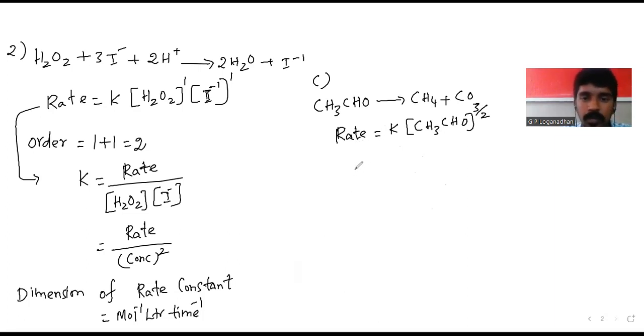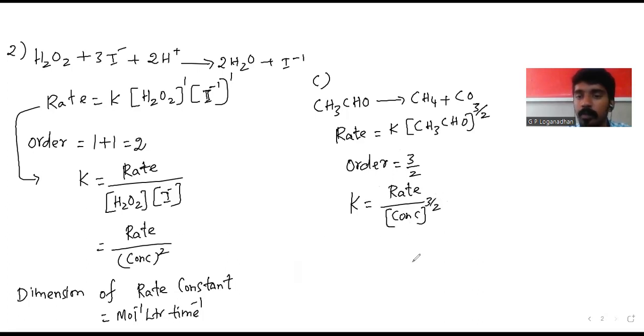Now you would have understood what the order of the reaction is. When you are writing the concentration, what are the powers? Here only one concentration is there, the concentration of only one substance, and its power is 3 by 2. You will take order equals 3 by 2. Next, dimension of K. K equals rate divided by concentration to the power 3 by 2.